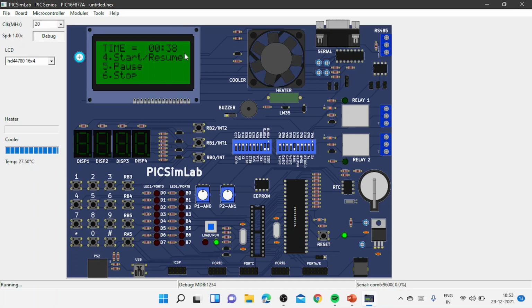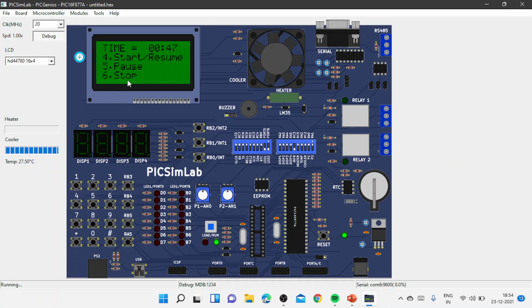In this convection mode, there is one thing we have to choose. By default, it will be 30 seconds here. Whenever we click switch 4, it will increase by 30 seconds more. Meaning when it is now 30 seconds, after clicking this, it will become 1 minute. So for every one click of switch number 4, it will increase by 30 seconds.